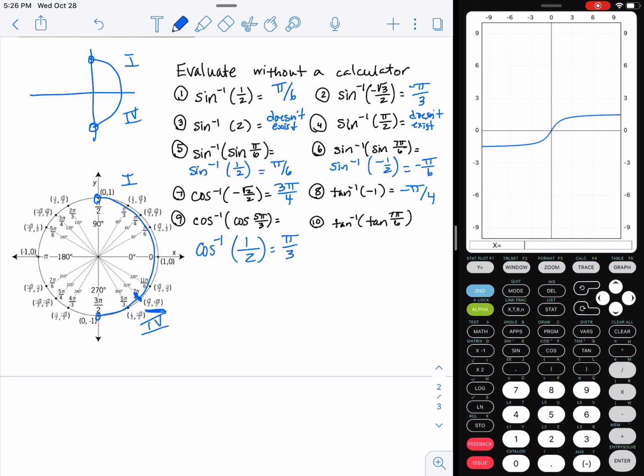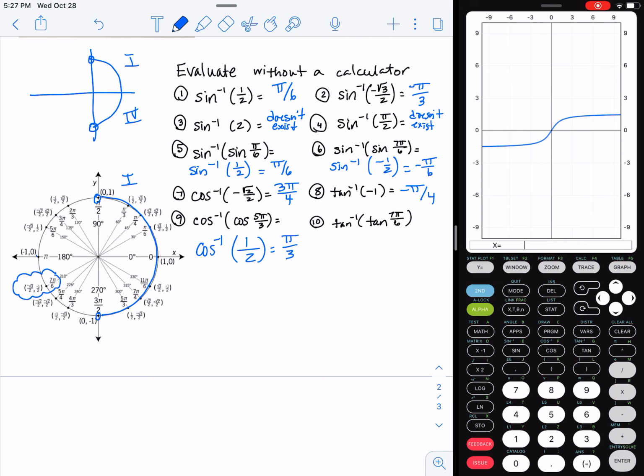Okay. Looking at number 10, I have to do the tangent of 7 pi over 6. I'm going to go to 7 pi over 6, and I'm going to say, well, what's the tangent?